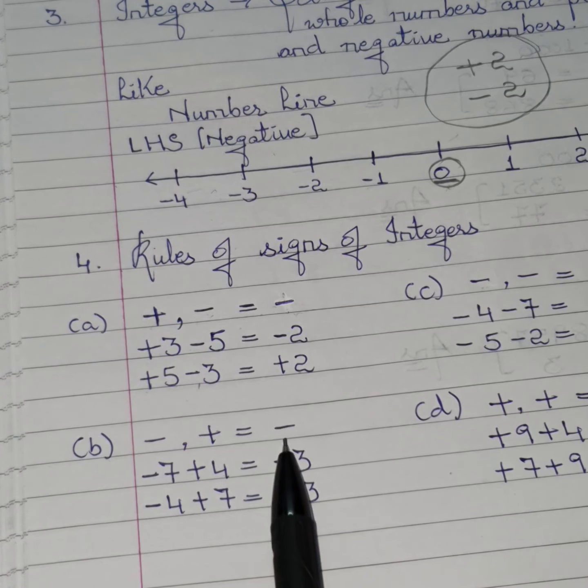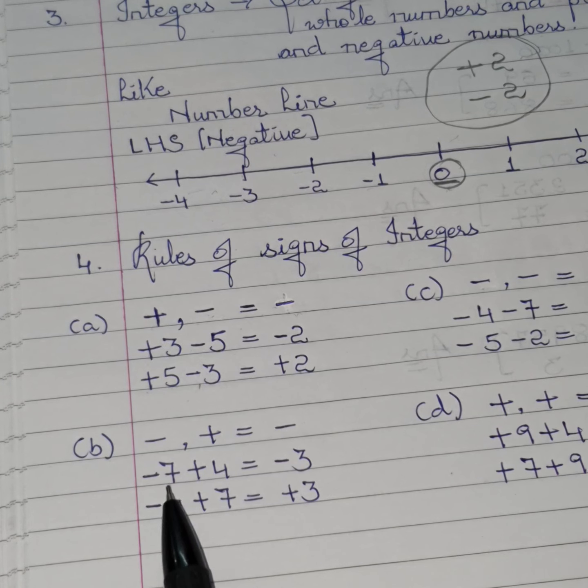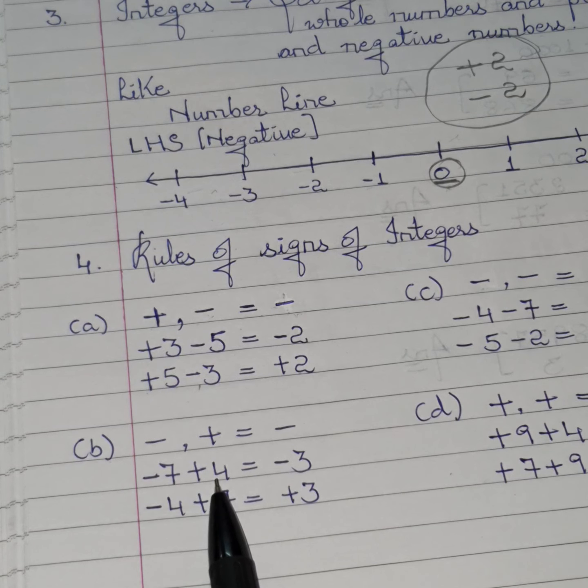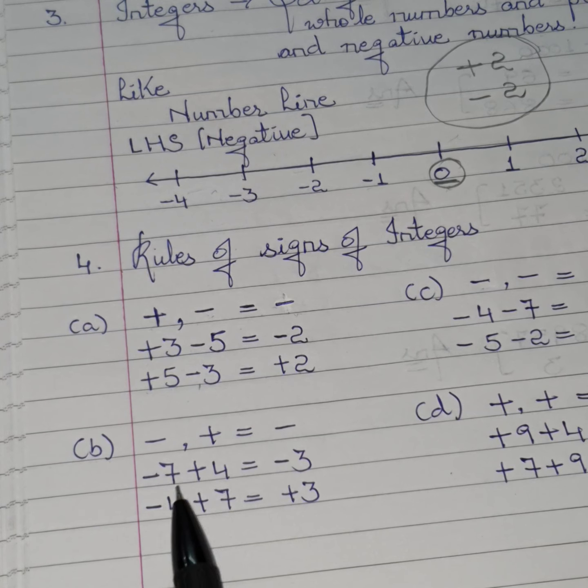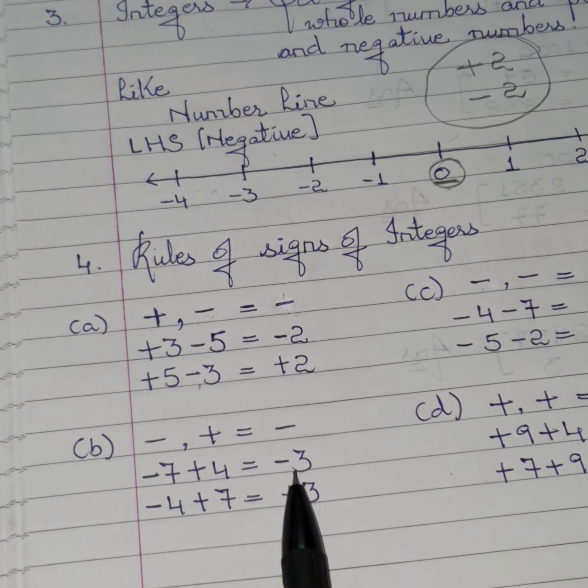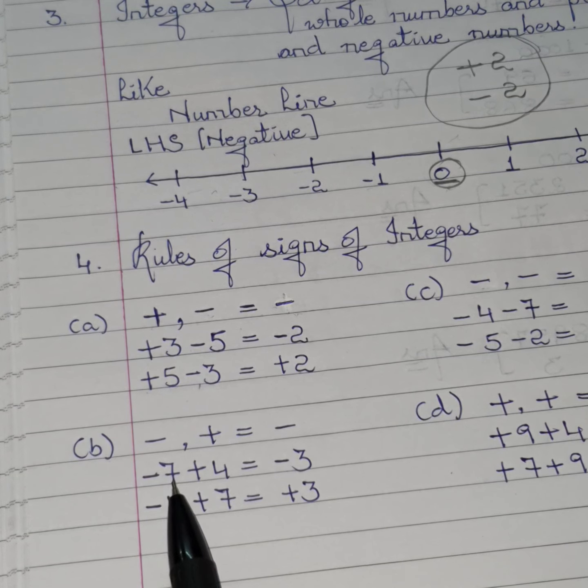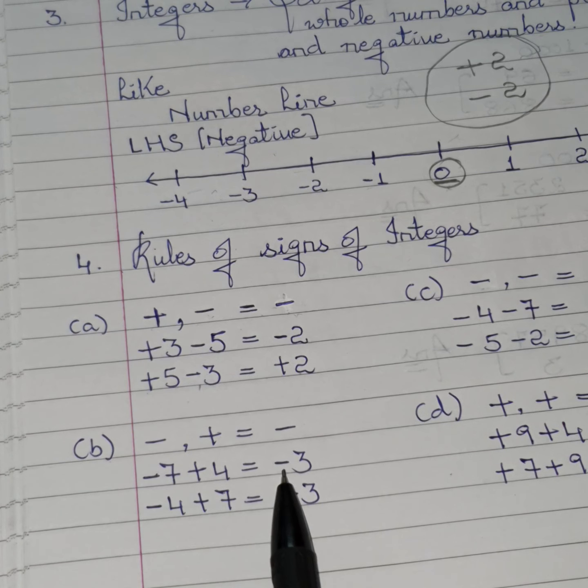So minus plus is also minus. Like the example I have taken here, minus 7 plus 4. So minus 7 plus 4, minus plus minus. So 7 minus 4 is 3. Now the sign of the greater number will come. So greater is 7, so the minus sign will come.